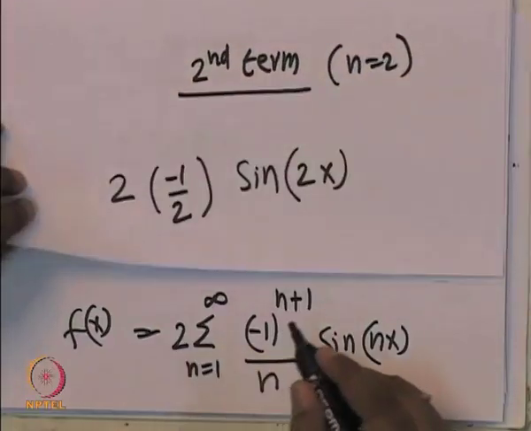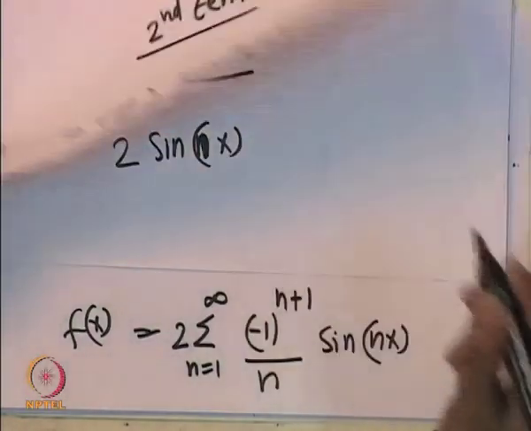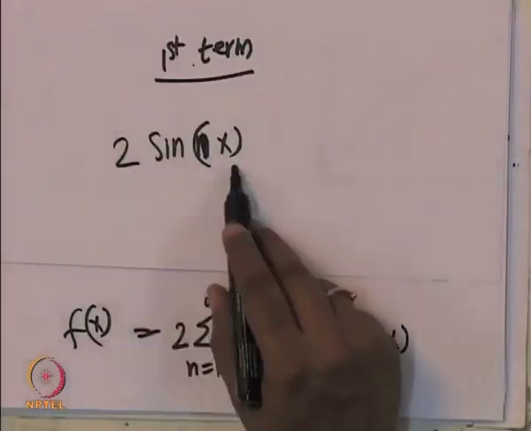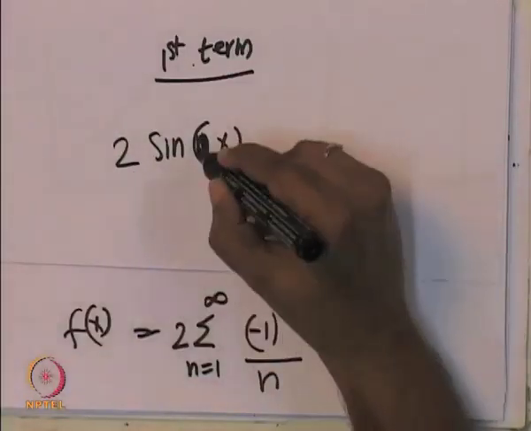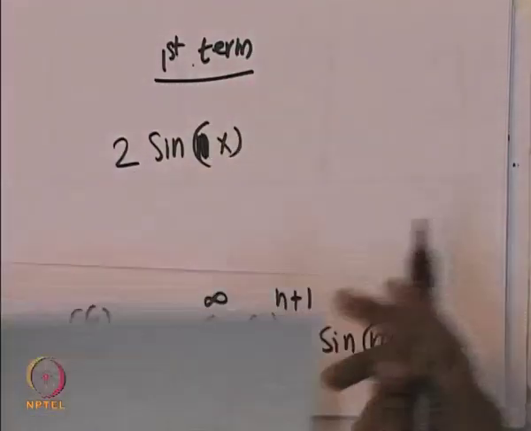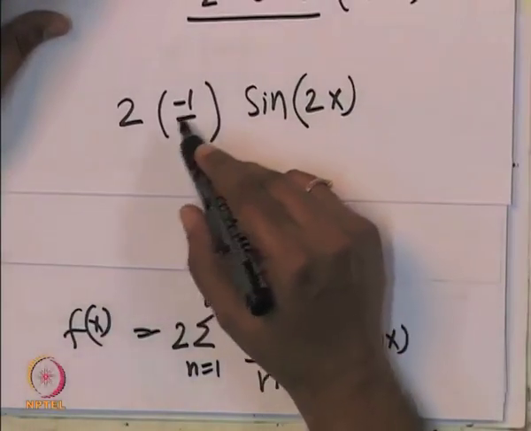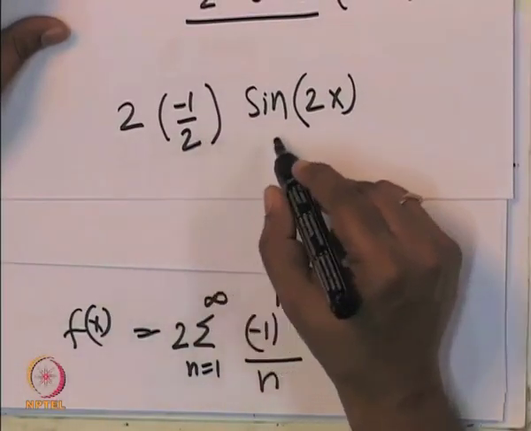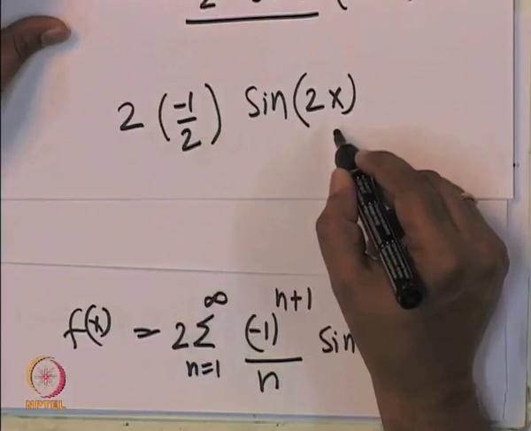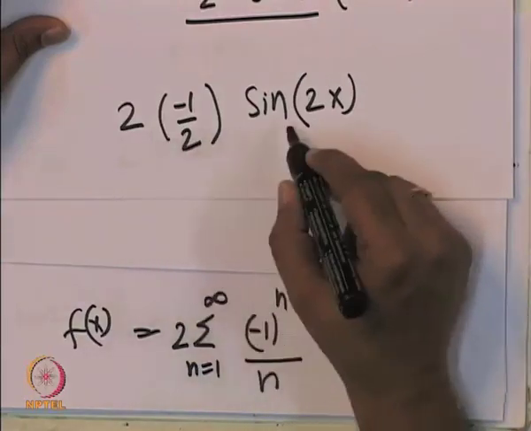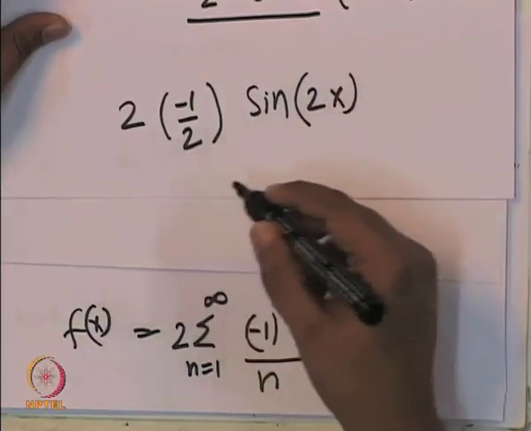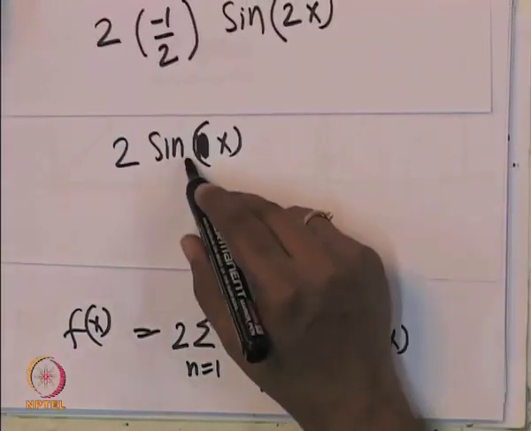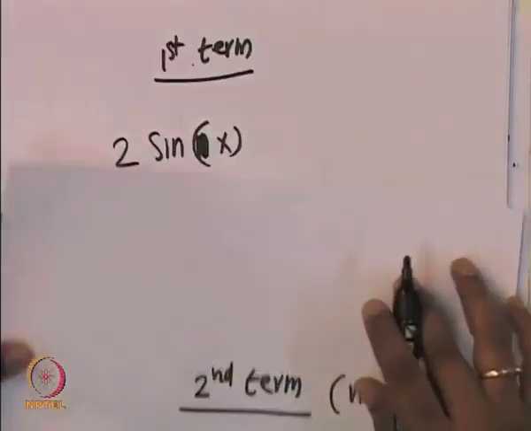The first term was 2 sin x, with n equal to 1. The second term was minus 2 and minus half go, so it is minus sin 2x. So, you add the first term and the second term. What do you get?